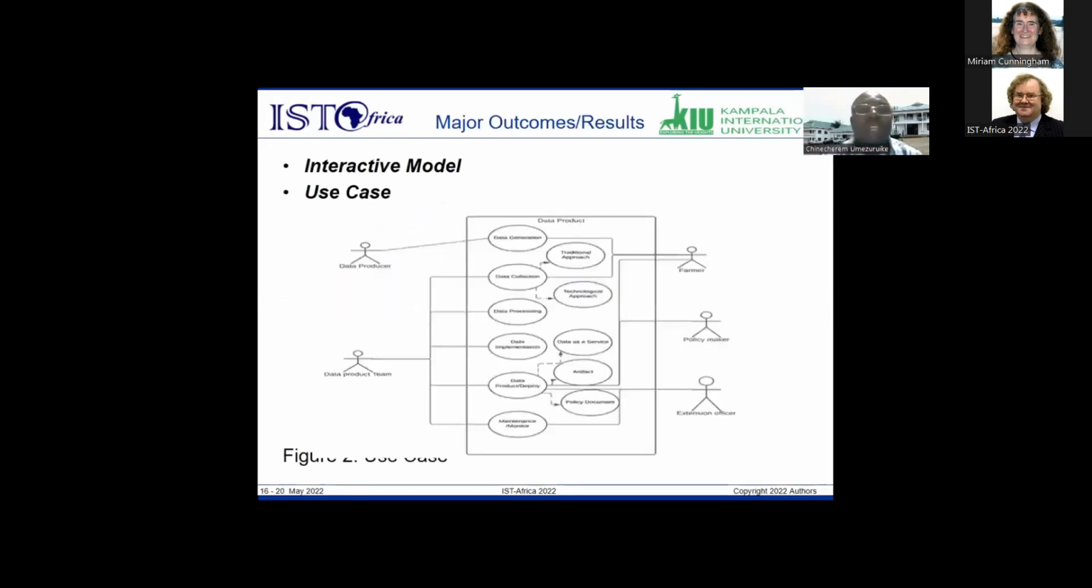The iterative model, which is shown here as the use case, has 5 human actors, which are associated with different actions, and these actions have included actions. The data producer is associated with data generation. The data product team is associated with data collection, data processing, data implementation, data product deployment, and maintenance. The farmer is associated with data generation and is also associated with the product. The policymakers and the extension officers are associated with the products.